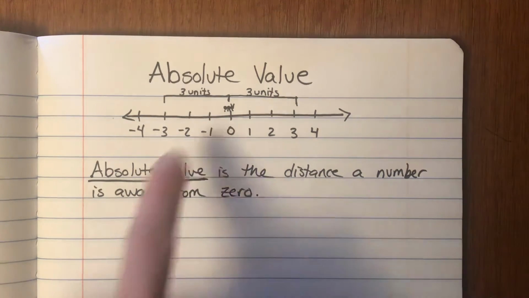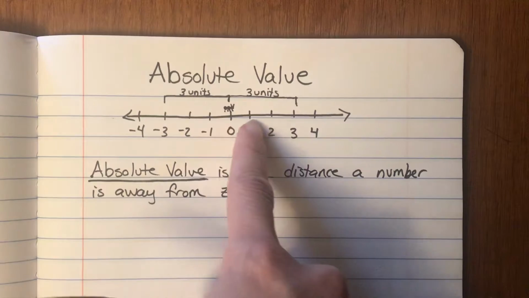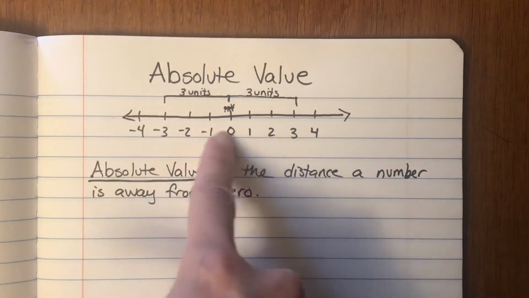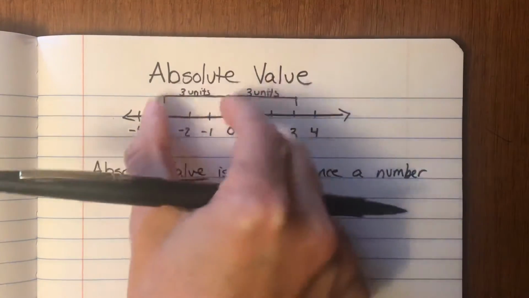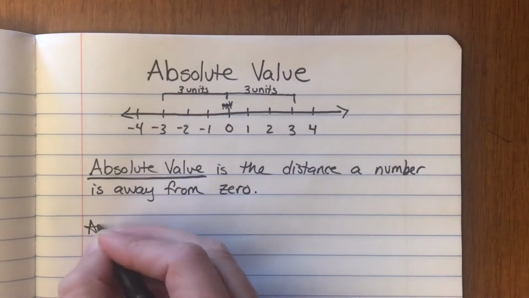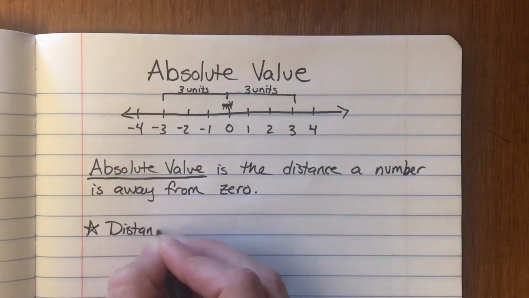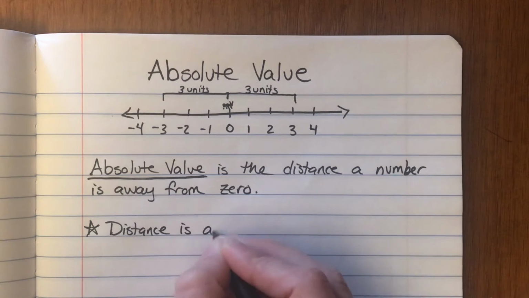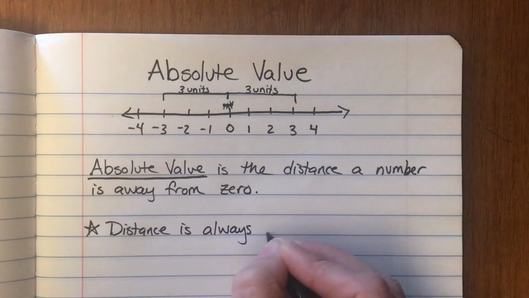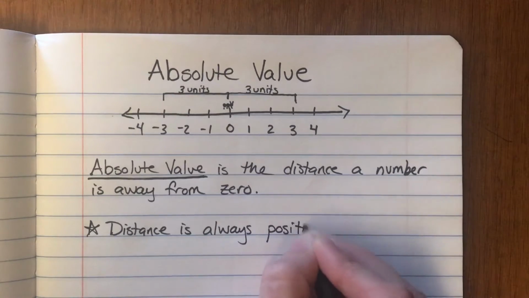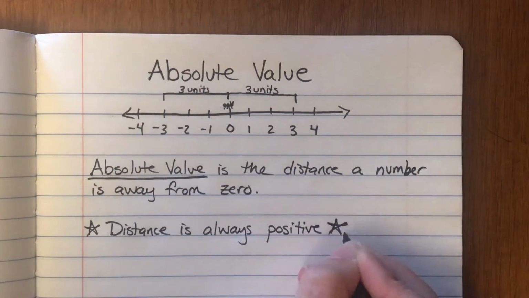Now notice that, and we pointed this out up here, even if we were to go in the positive direction or the negative direction, distance is still positive. And so this is a very important concept that we need to make sure we get, that distance is always positive. I always like to use the example when we're in class.